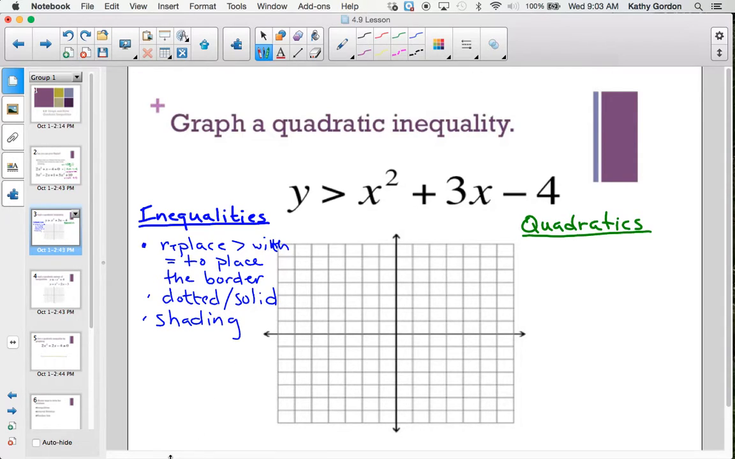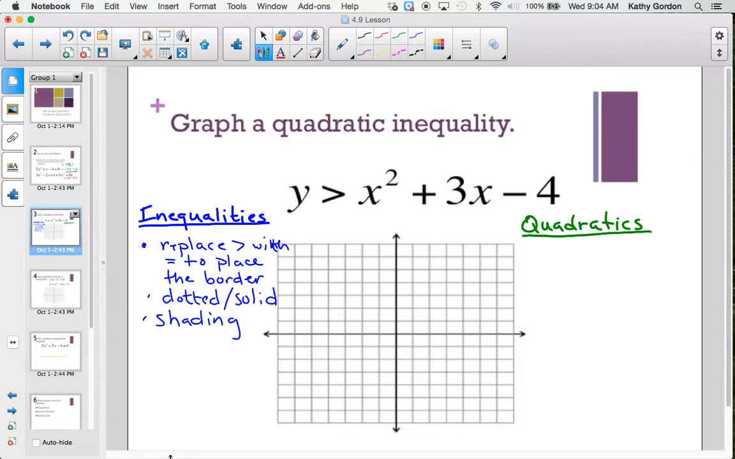How do we decide which side is going to get the shading? Always. When can't I use 0, 0? When it goes through the origin. Yeah, if my border actually goes through 0, 0, then I can't use 0, 0. So the idea is a test point, right? 0, 0 is one of the easiest test points to use as long as it's completely on one side of your boundary or the other side. If it's actually on your boundary, then you have to pick something else.